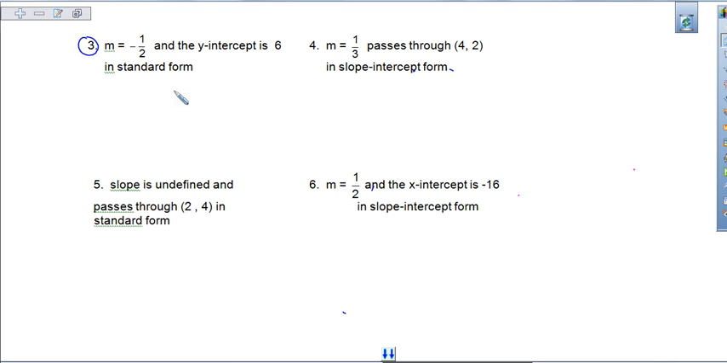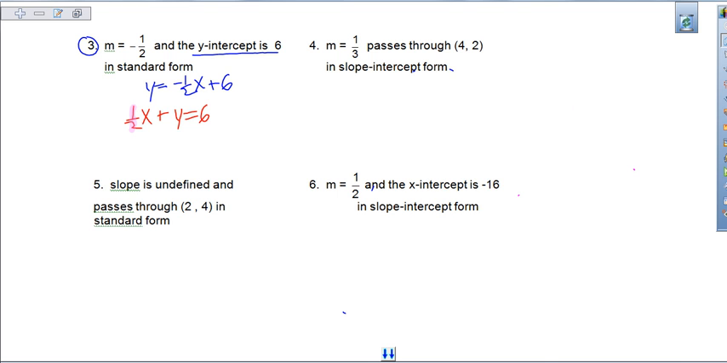Now, number 3 is really not that interesting because they gave us the slope and they gave us the y-intercept, so we could just directly put it in slope-intercept form. And well, let's go ahead and do it. So if we move the 1/2 over by adding 1/2, we're not in standard form, are we? Because we have this fraction identified over here, this 1/2, right?